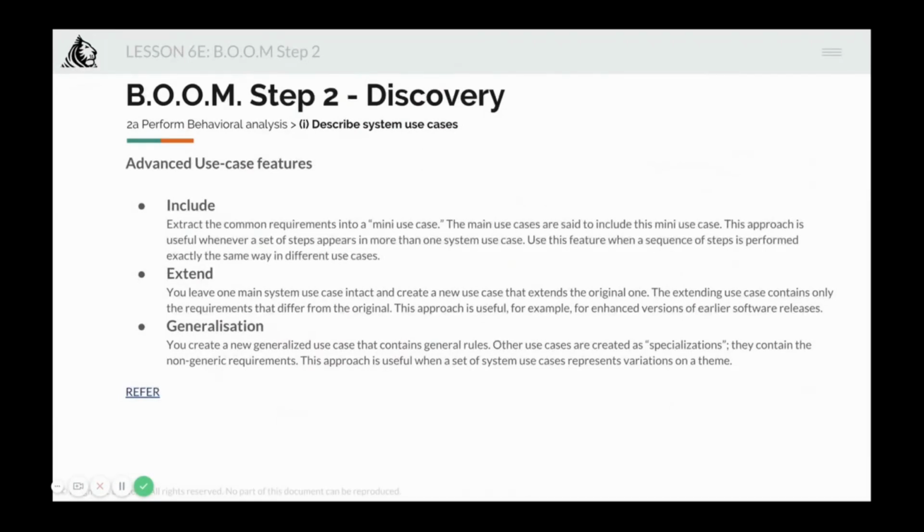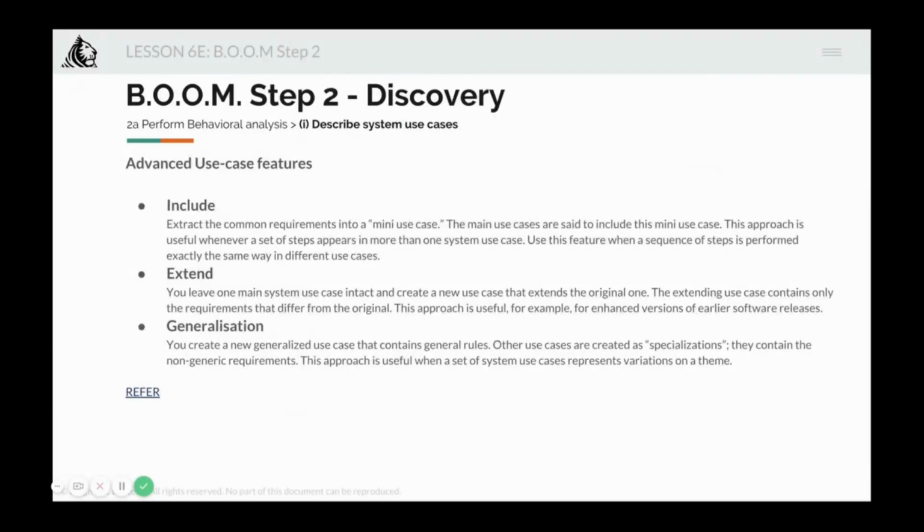So, what are these advanced use case features that I'm talking about? Well, there are three: include, extend, and generalization. When you're describing the use cases, there will be instances which are repeated again and again in different use cases, right? So what you can do is document the reusable, small use case at one point, and then refer to it again and again in different use cases by using something called include.